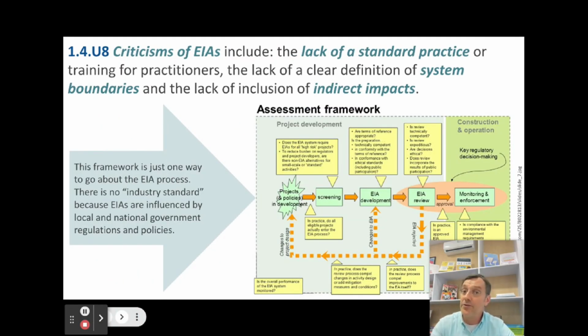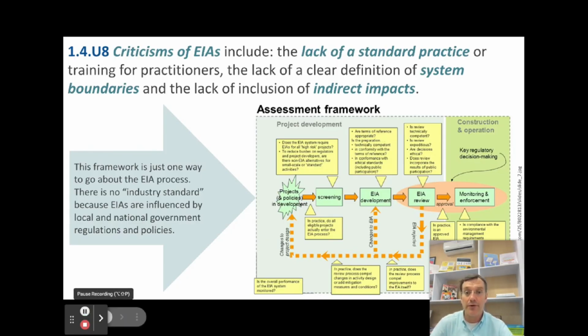One of the things you're going to need to do in this topic is evaluate EIAs. So here's one part of that. Right? Criticisms of EIAs is that there is no such thing as a standard practice for an environmental impact assessment. An environmental impact assessment for a dam project in Cambodia is going to be very different from an environmental impact assessment for a uranium mine in Tanzania, which will be very different from a proposed shrimp or prawn farm in Vietnam.